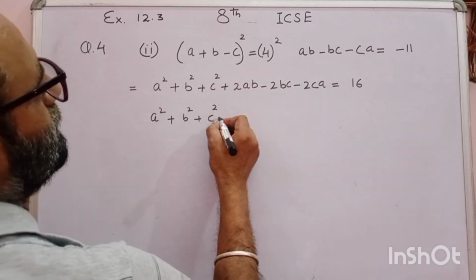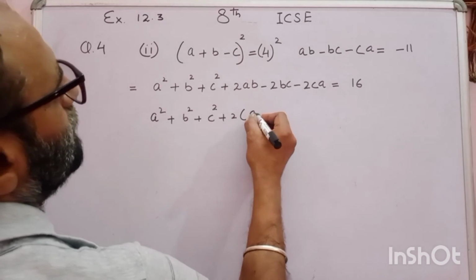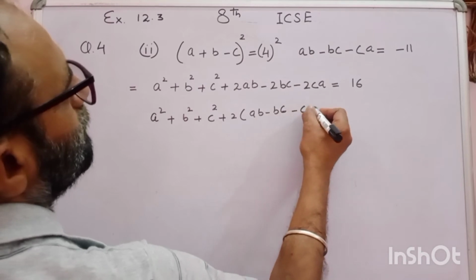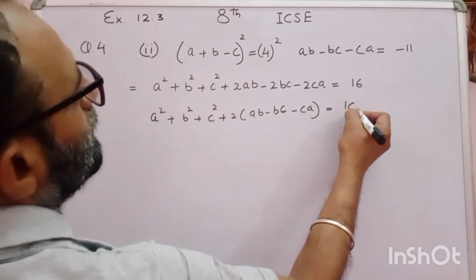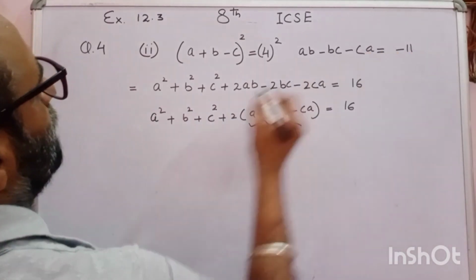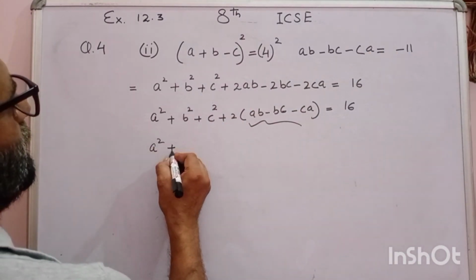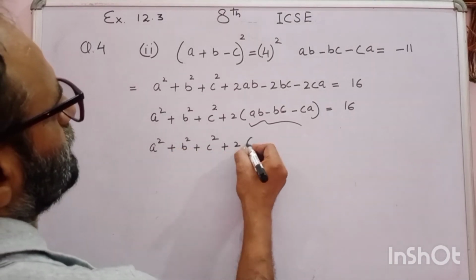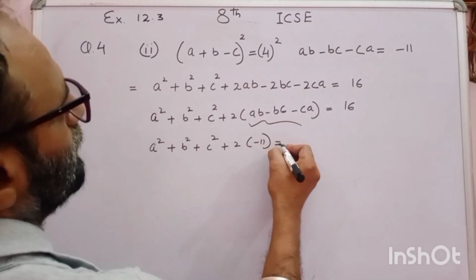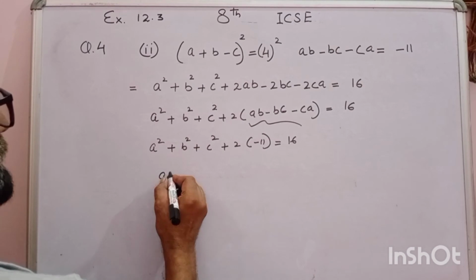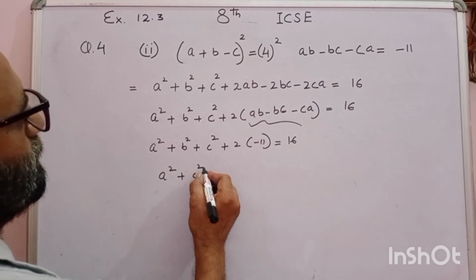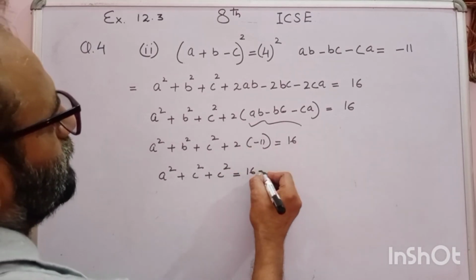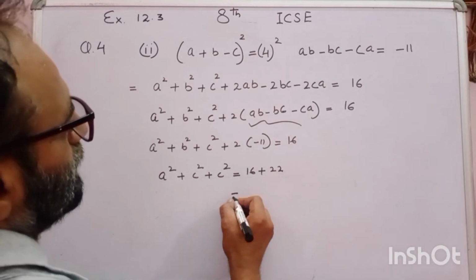We will write as it is, plus 2 common, AB minus BC minus CA is equal to 16. This value we will put minus 11. So A square plus B square plus C square plus 2 into minus 11 is equal to 16. So A square plus B square plus C square we will get 16. This minus 22 on the other side plus 22, that is 38.